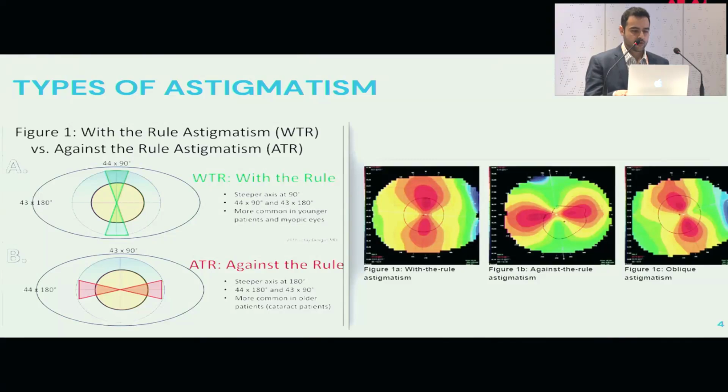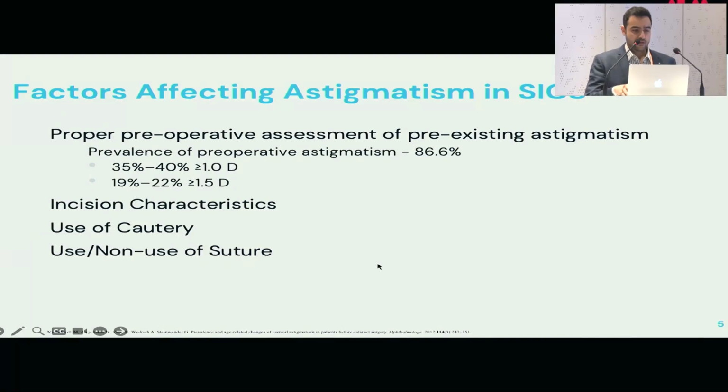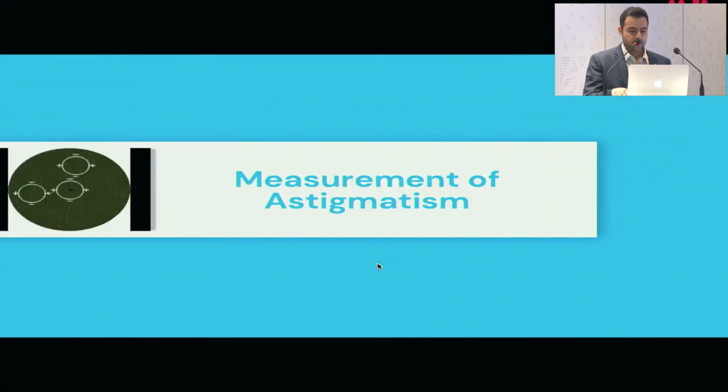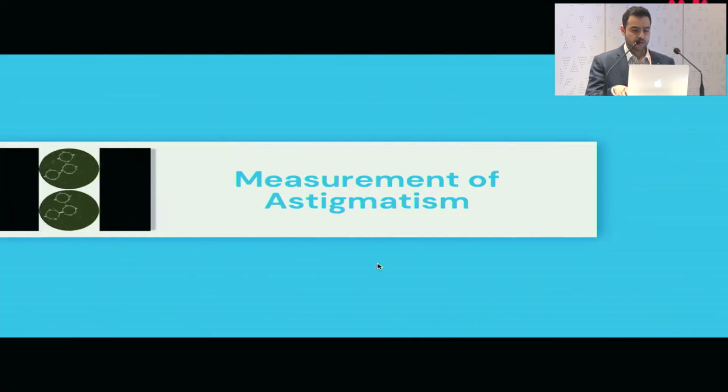Just going on to the basics, the types of astigmatism, as we all know, are with the rule and against the rule. Against the rule is more common in older patients, which is the cataract population. So it is better to make the incision temporally so that the astigmatism is controlled. The factors affecting astigmatism are mainly incision characteristics, the use of cautery, and the use or non-use of sutures. There are other multiple factors which we'll see later on.